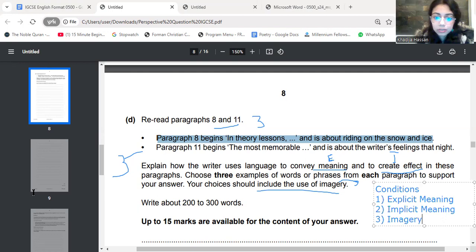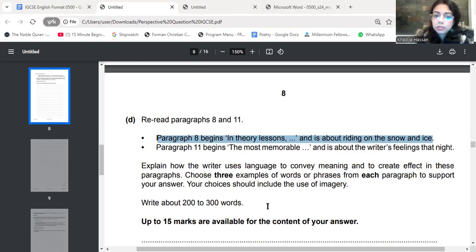Okay, now I'm just going to erase all this. So 6 phrases total, write about 200 to 300 words. 200 I feel is too little for a question like this. You can write a minimum of 250 and then you can go up to 300, right? And up to 15 marks are available for the content of your answer. Now let's just go towards the insert.